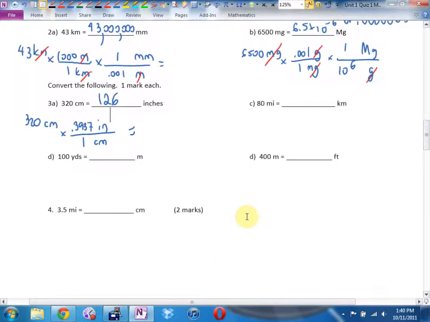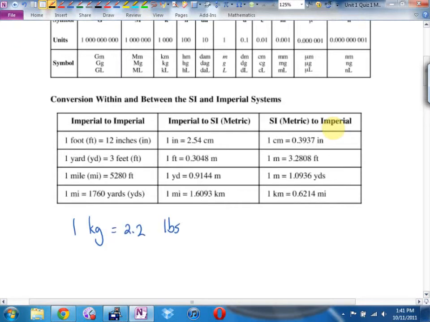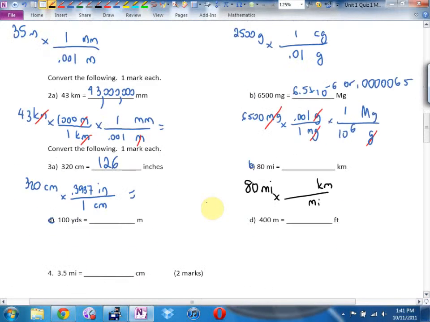Mr. Dueck, yeah? What happened to B and why are there 2 D's? Let's pretend this is B and that's C. 80 miles to kilometers. Let's see. 80 miles times, I want miles to cancel, so I want that on the bottom, kilometers on top. Please tell me they gave me a conversion factor. They did. 1 mile is 1.6093 kilometers. 1.6093 kilometers is 1 mile.